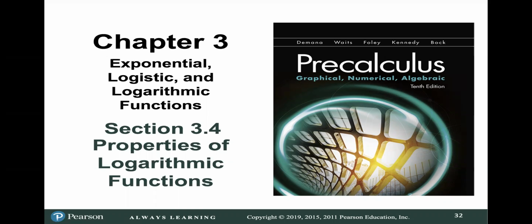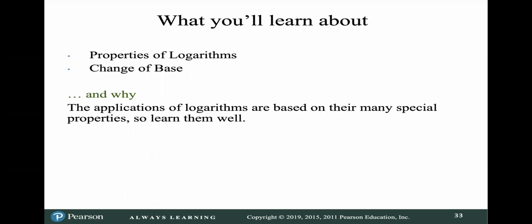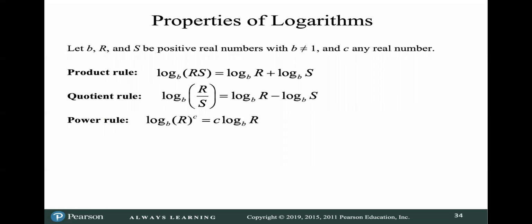So the properties that we're going to be looking at today are going to feel backwards to our properties of exponents. There's just two topics that we're going to cover, which is properties of logarithms, those being the opposite properties of exponential functions. And then a new property called the change of base formula, which, with some practice, will become a very handy property to use. Why do we care? Applications of logarithms are based on their many special properties, so we need to understand them in order to properly apply logarithmic functions. So let's look at some of these properties.